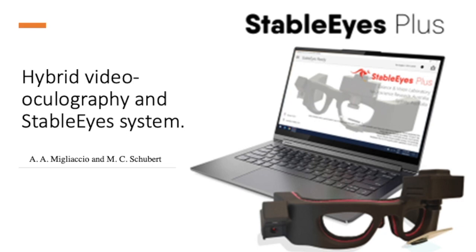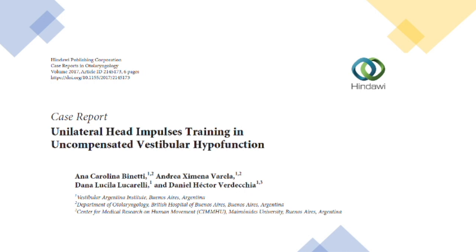We published a case report about unilateral head impulse training in uncompensated vestibular hypofunction. The patient reported that the blurred vision only improved after completing a rehabilitation program using fast head impulse rotation towards the affected side for 5 consecutive days. Based on persistent symptoms and lack of improvement with traditional vestibular rehabilitation, we decided to treat her using passive and predictive yaw head impulses towards the affected side only. This was done for 5 consecutive days.